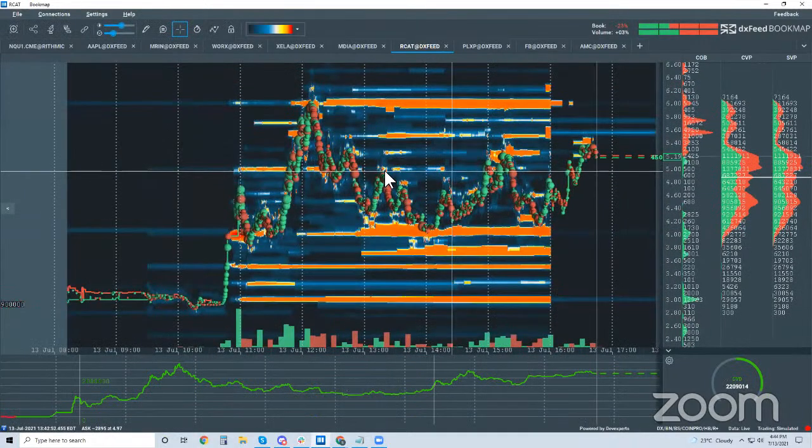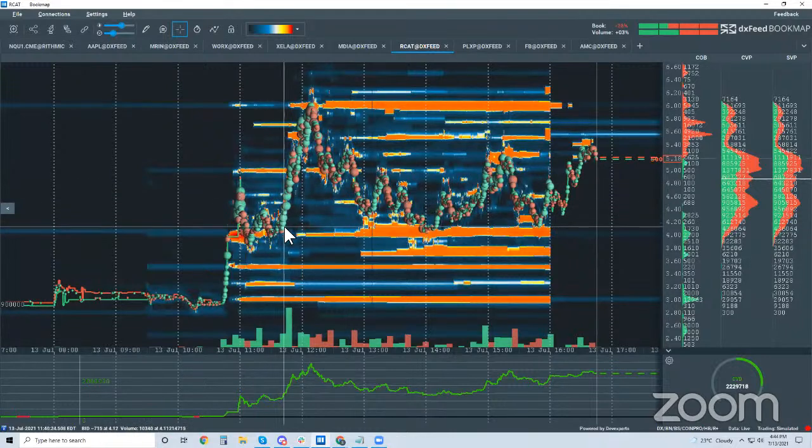All right, so anyway, that's AMC, and there's a couple others in here. Let's see, Red Cat. Yeah, another really nice looking chart here.